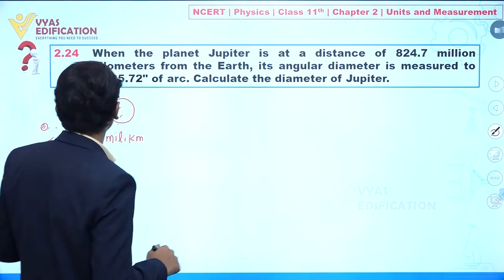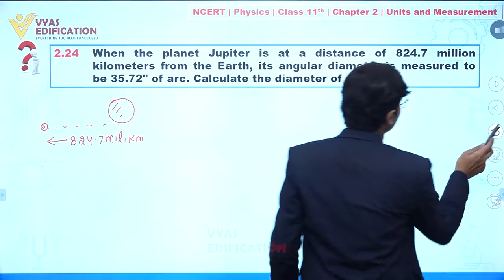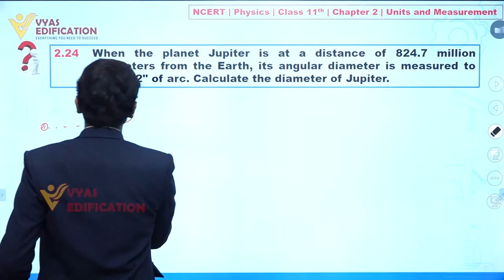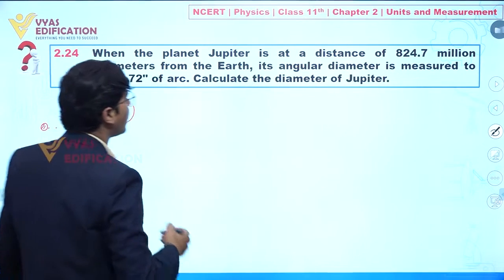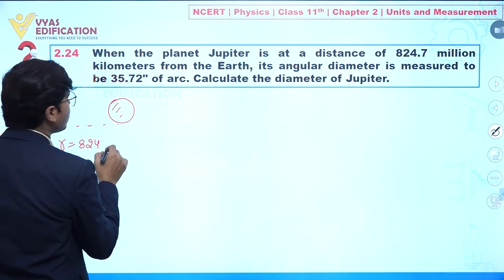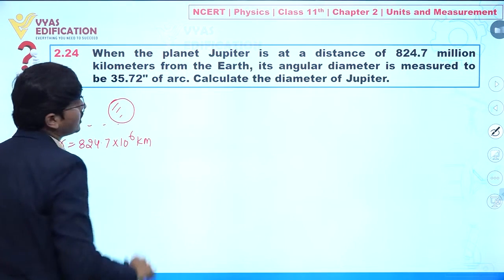Clear to you? Yes. Or you can also write like this, just a minute. You can also write like this, this is actually distance, clear? And this distance is equal to r, this is equal to 824.7 into 10 to the power 6 kilometer, clear?